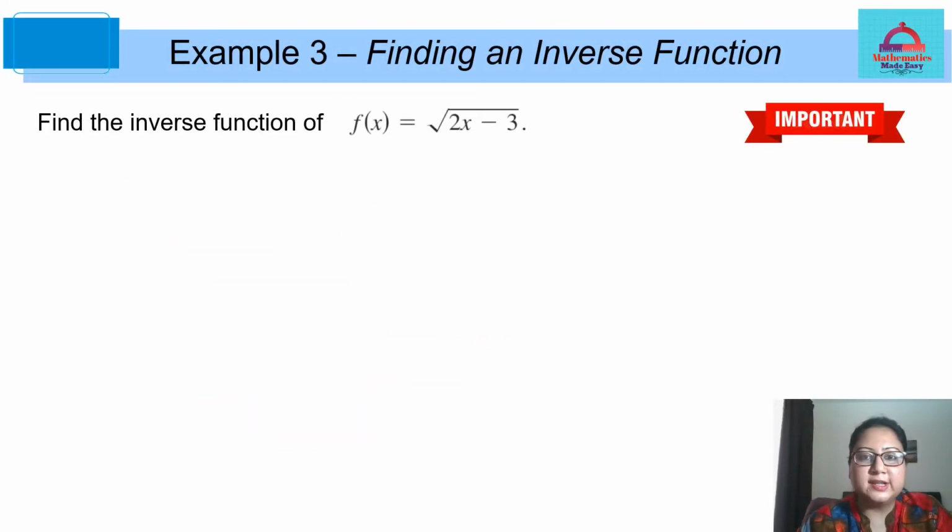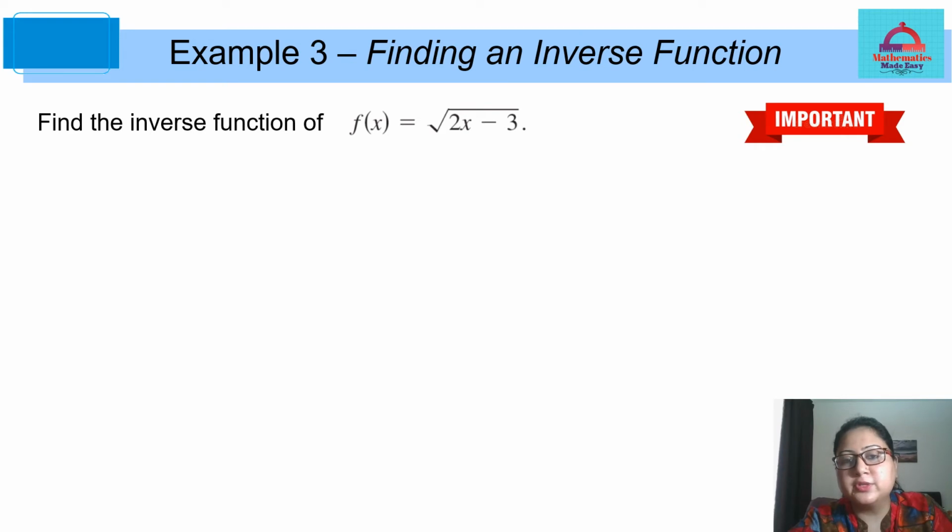Okay, moving on, let's now apply whatever we have learned to this important example where we are going to find the inverse of the function. So I'll read the question for you along with the function which is given. Find the inverse function of f(x) equal to square root of 2x minus 3. So this is the given function.